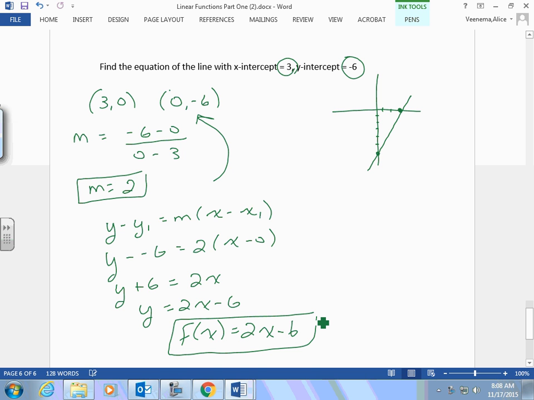And that's it for this lesson. We will practice these skills in class, and then we'll learn the other 2 forms of the equation of a straight line in our next lesson.